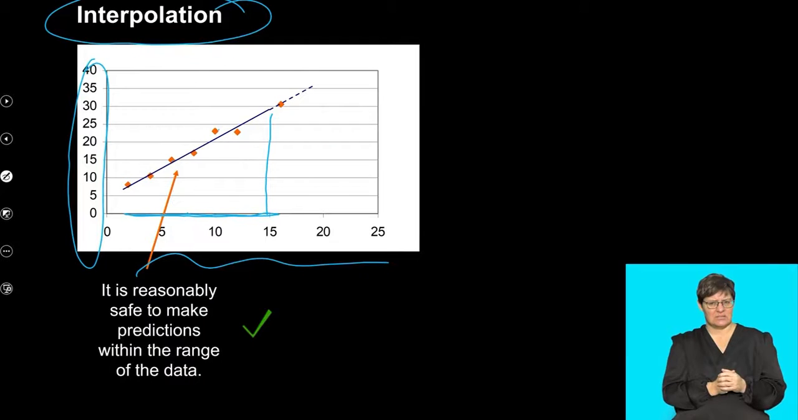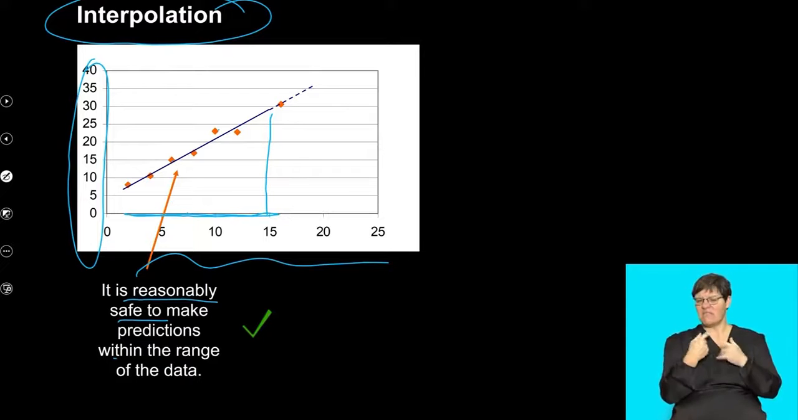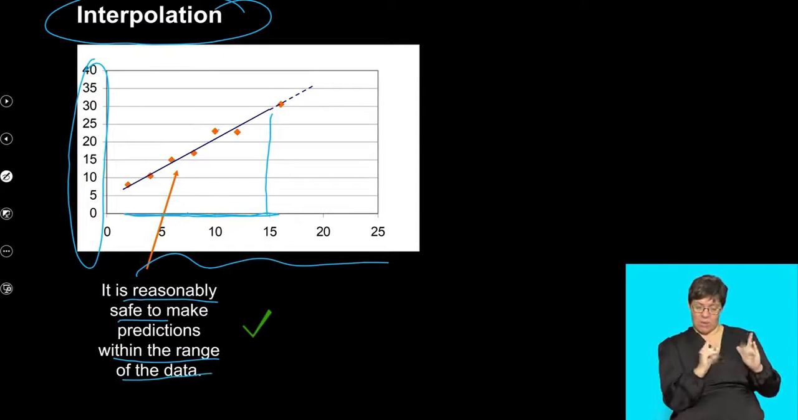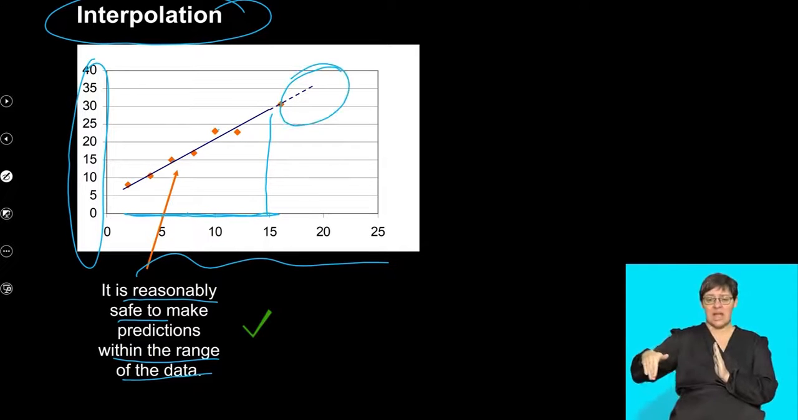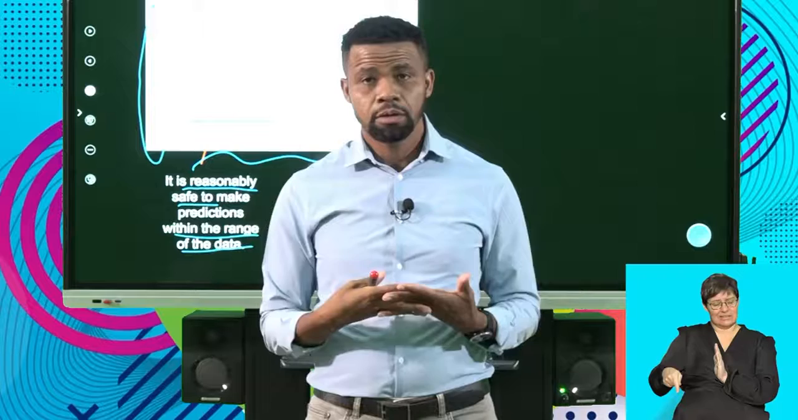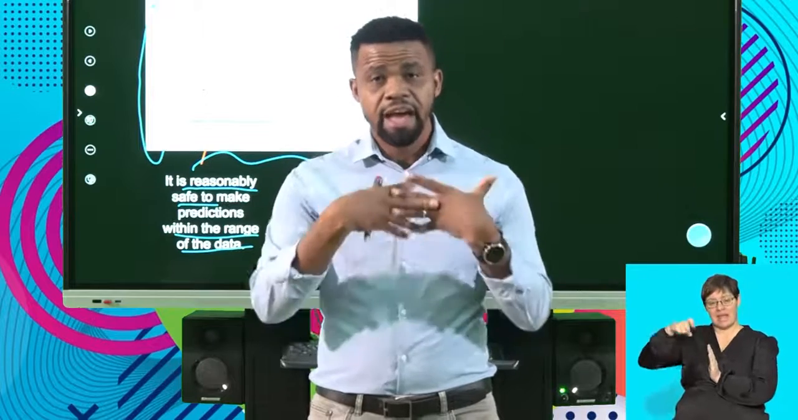Why interpolation? What does that mean? It's reasonably safe to make predictions within the range of the data. So if we interpolate, the reliability of the prediction is really good. Are we all together? But outside the range of the data is something else, which is known as extrapolation.